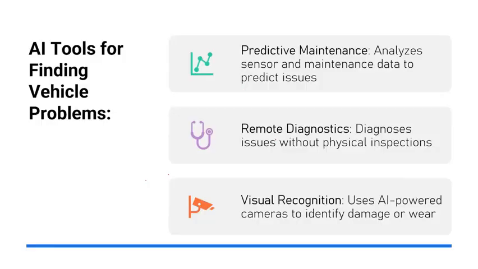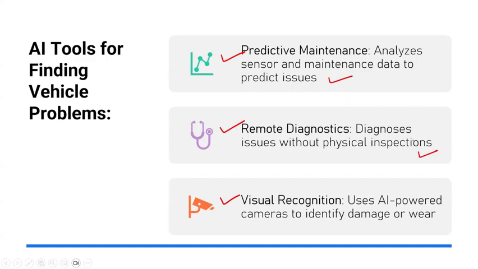Then what are the tools that AI uses? First is predictive maintenance, then remote diagnosis, and visual recognition. Predictive maintenance means it analyzes sensor and maintenance data to predict issues. Diagnosing issues without physical interpretation is remote diagnosis.